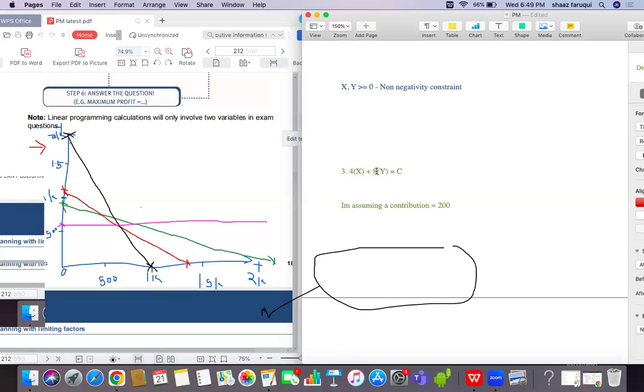So let's solve this equation using an assumed contribution. Why? Because I want a contribution line. Okay, so 4x plus 8y is equal to 200. Therefore, if x is equal to 0, y is equal to how much? 200 divided by 8 is how much?